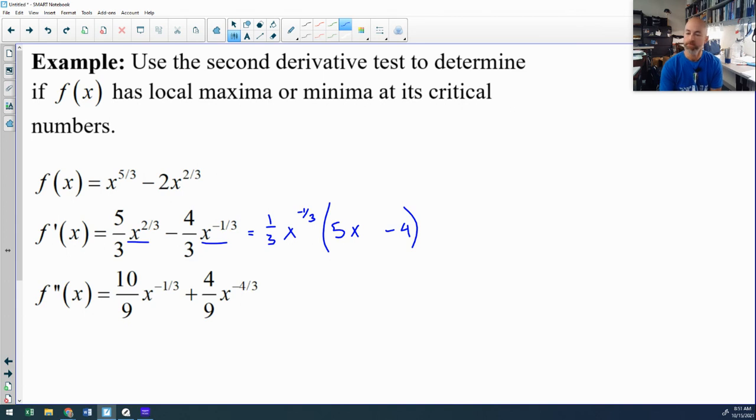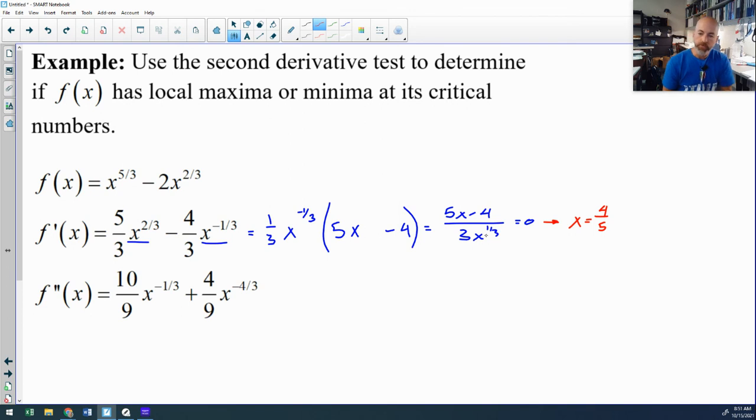Now I'm not going to set it equal to 0 yet. I'm going to do one more thing. When I'm solving equations equal to 0, I really don't like the negative exponent. So I'm going to rewrite this first derivative in this format, 5x minus 4 over 3 x to the 1/3, and I'm going to set that equal to 0. And we have a critical number when the top is equal to 0, and that's x equals 4/5.